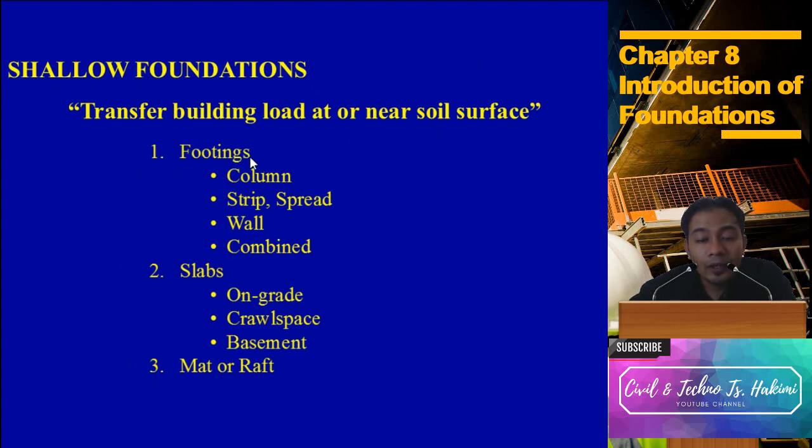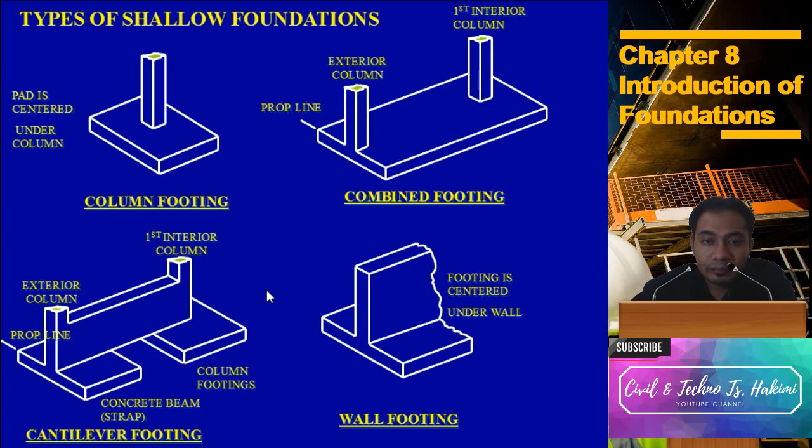First, footing. For footing, we have the column or single footings, and then we have the strip or spread, and then wall, and then combined. The second type of shallow foundation is slab. We have several types here: slab on grade, crawl space, and then basement. And then the third is mat or raft foundation. So these are the types of shallow foundation.